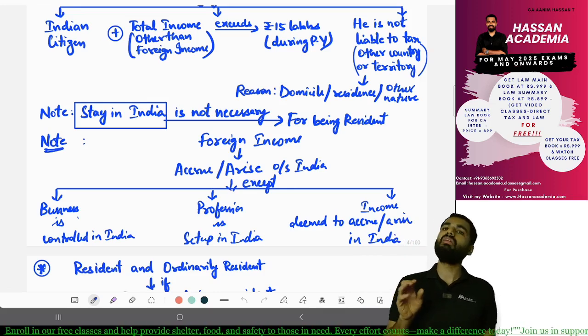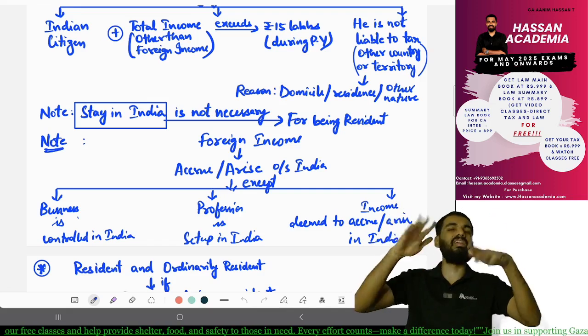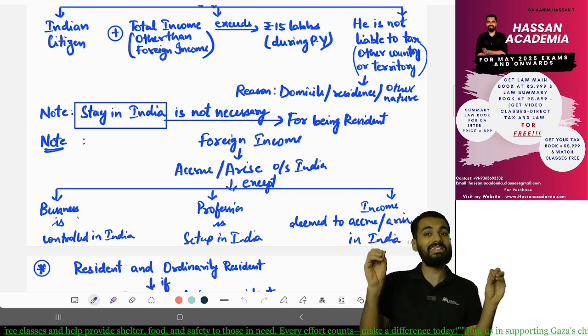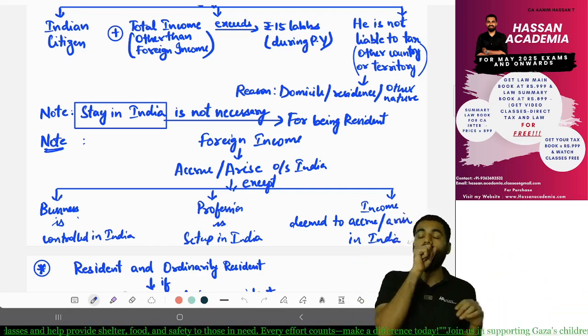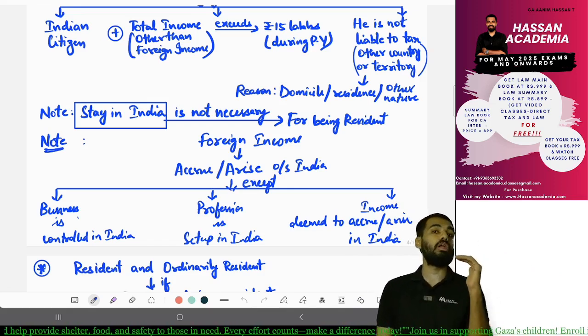So what is a deemed resident? You don't have to see how many days he stayed in India at all. He is considered a deemed resident. Now, what do you mean? I told you total income other than foreign income.